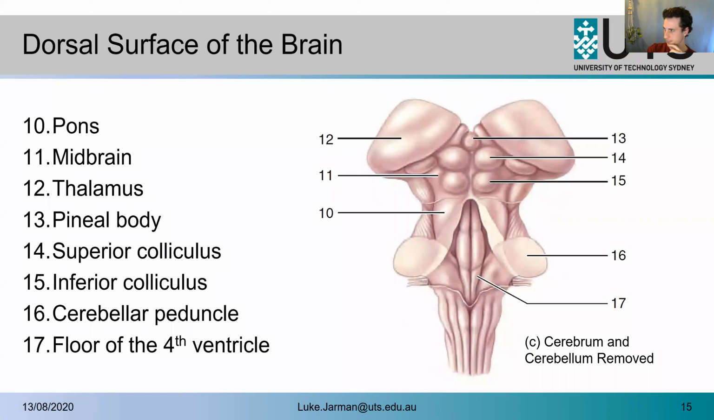The superior colliculus is a multi-sensory structure, and the inferior colliculus is just the midbrain nucleus of the auditory pathway. So I wouldn't be super interested in either of those. 16 is your cerebellar peduncle, and 17 is the floor of the 4th ventricle.